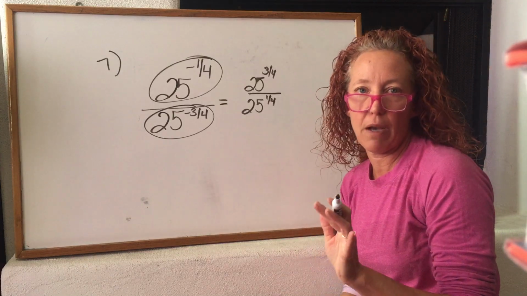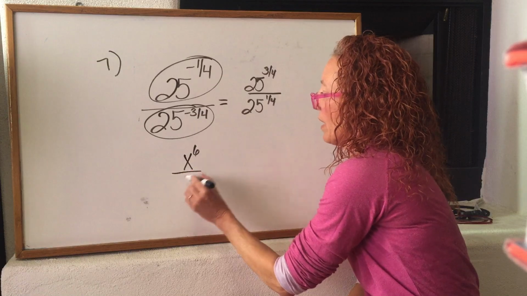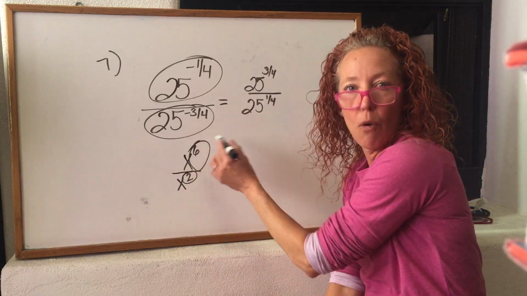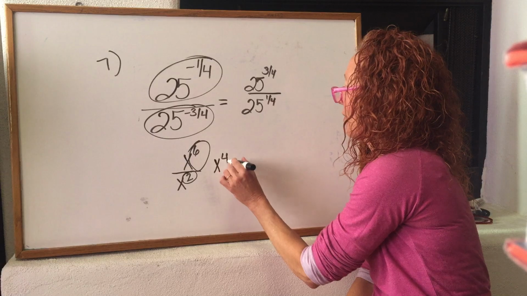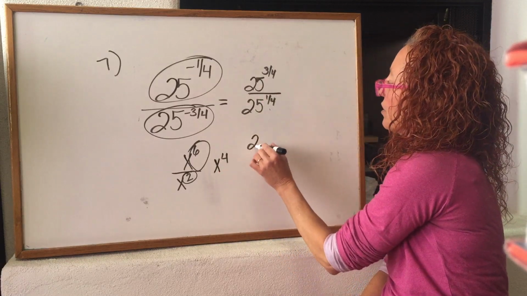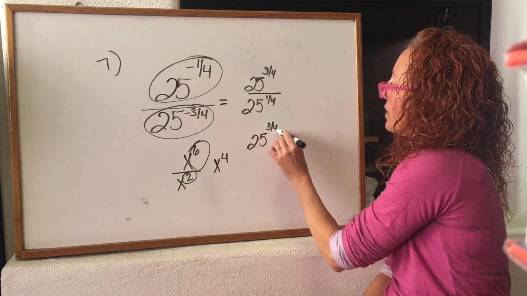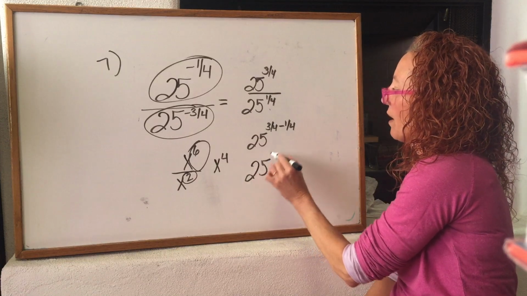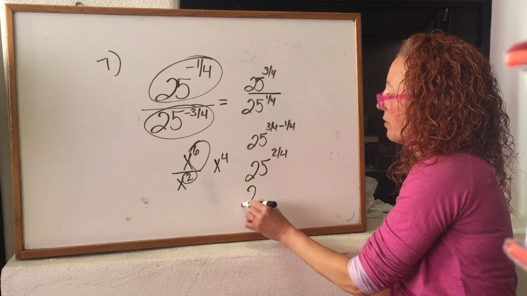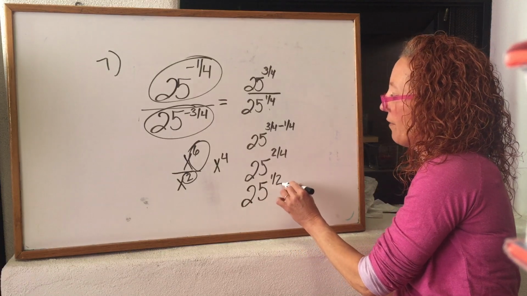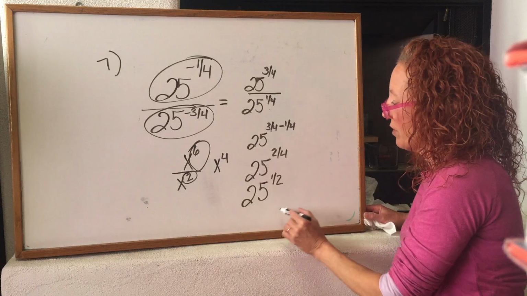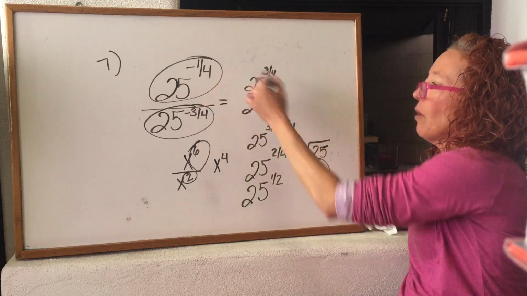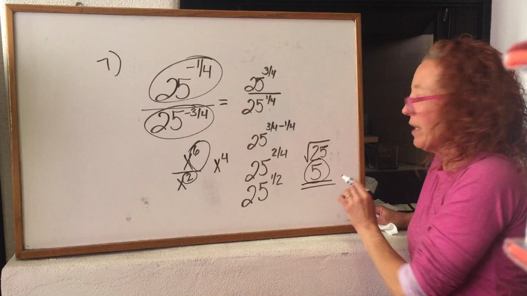Now remember the rules about exponents. If we have something like x to the 6th over x squared, we subtract these and we get x to the 4th. Same thing here. So we have 25 to the 3/4 minus 1/4. We subtract those exponents, which leaves me 25 to the 2/4, which is really 25 to the 1/2. If the bottom number is the root, that really means the square root of 25, which is just 5. So all of that simplifies all the way down to the number 5.